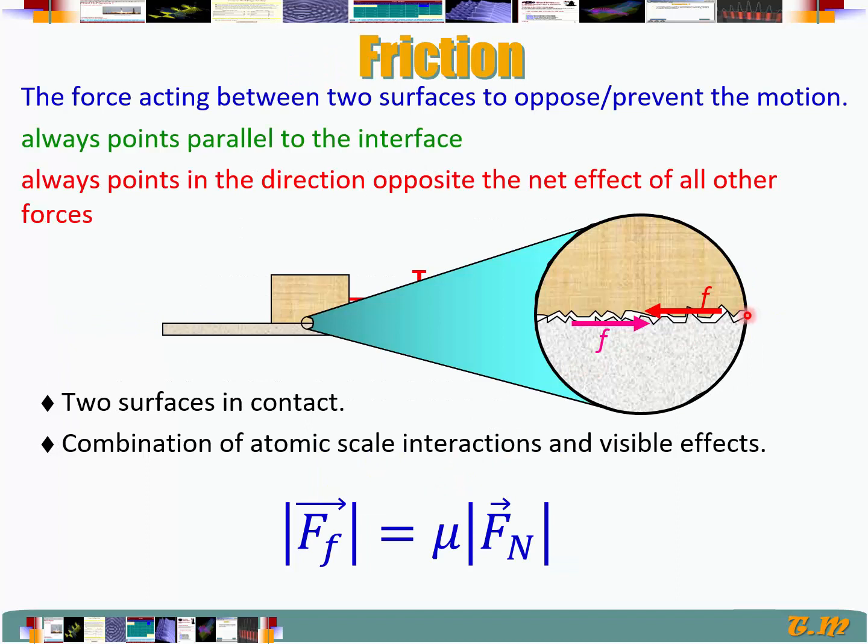Things to remember about friction: it is always parallel to the surface, always points in the direction opposite to the net effect of all other forces. Now here we have the friction force acting on the top block, and here is the friction force acting on the table. Notice how they are in opposite direction. So we need two contact surfaces, and this is the relationship between them.